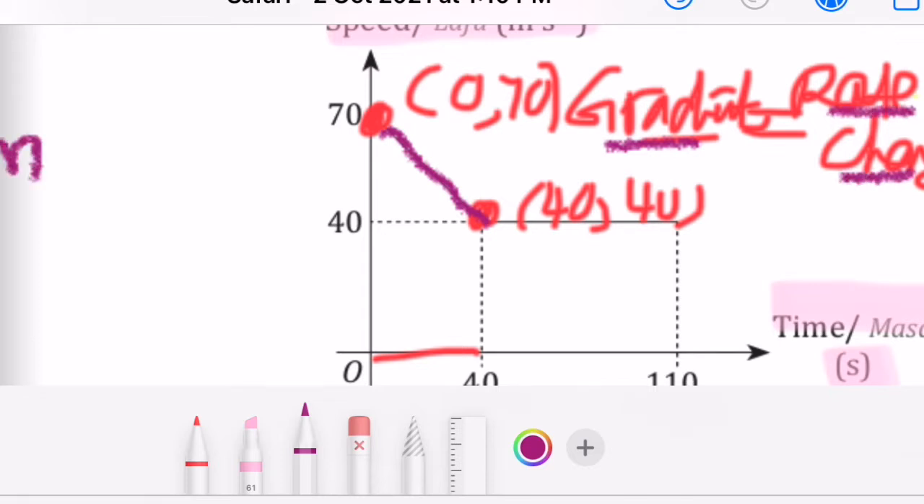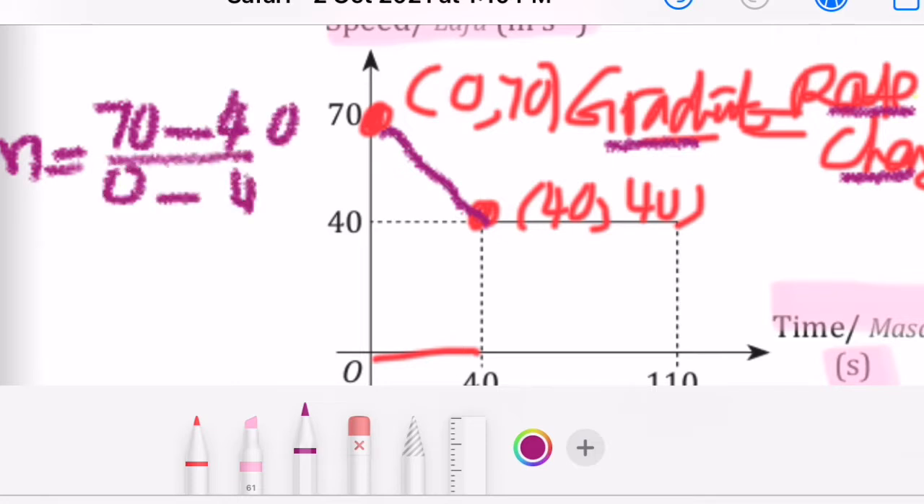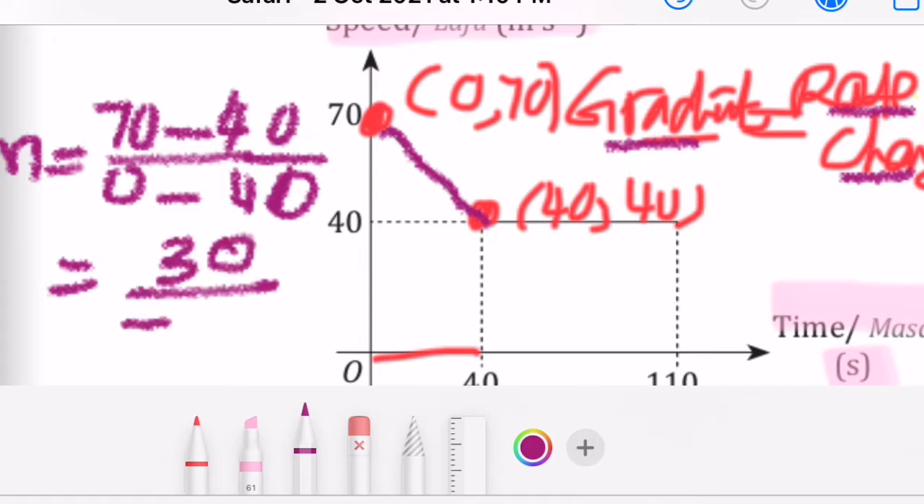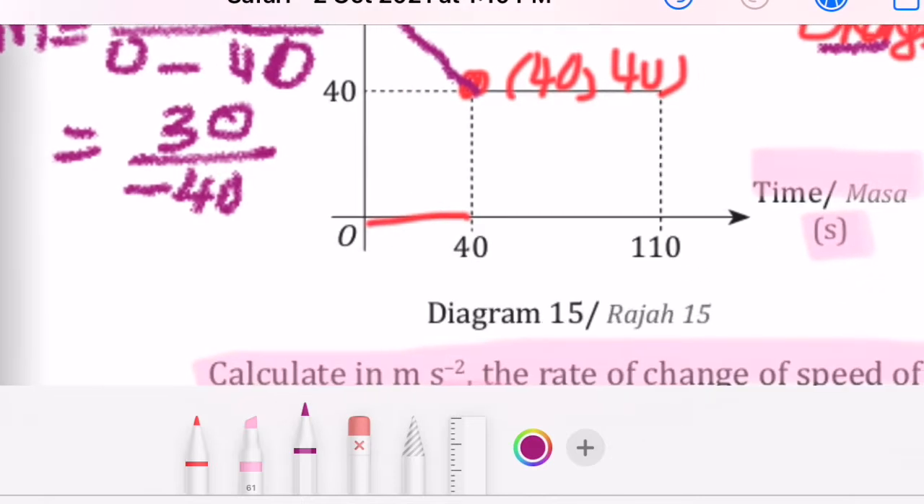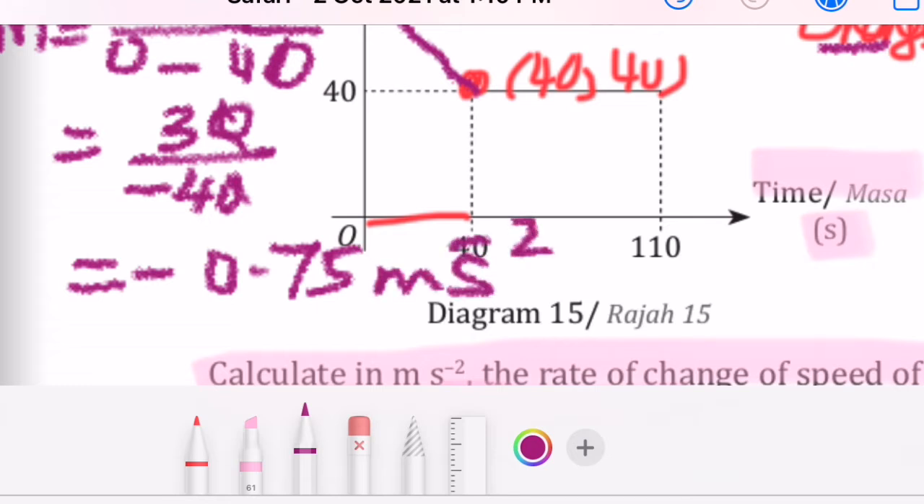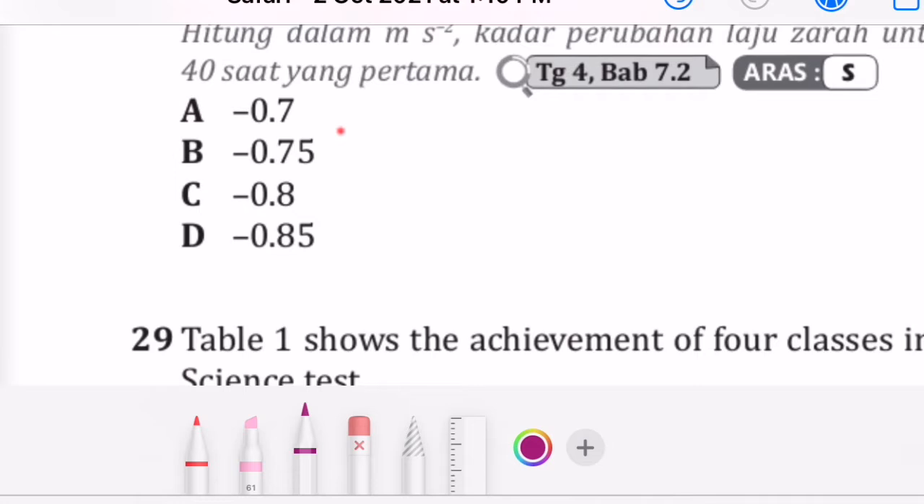Okay, so m is 70 minus 40 over 0, 40. It is negative because the line is going down. So this is 0 minus 40, right? So this is 30 over negative 40. So it is negative 3 over 4, or we can say negative 0.75 meter per second squared. So the answer is negative 0.75. Alright, easy. Just find the gradient.